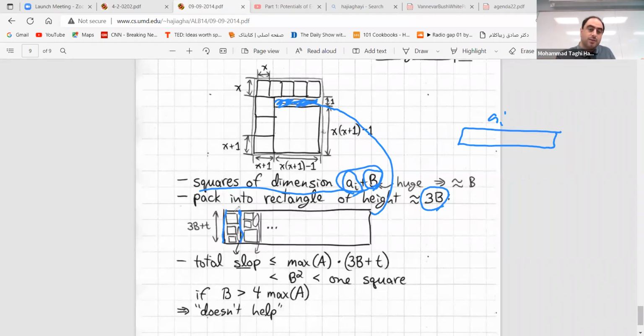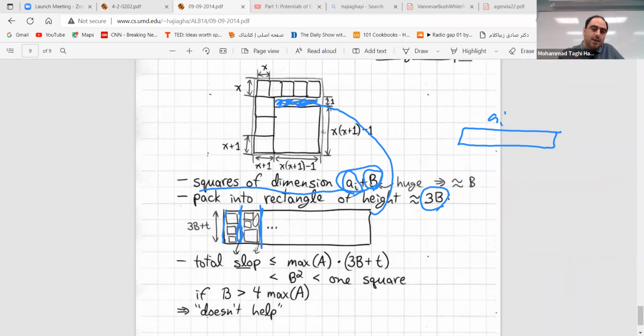However, these are not rectangles, these are squares. So there are some slopes here. The question is, maybe we can use this to put some other squares there? Because that should not happen. If this happens, this is not a reduction. In some sense, we want to force that in each of these slopes, we are putting exactly 3 squares, and the height of them should be 3b plus t. That's exactly the way that shows the problem is hard.